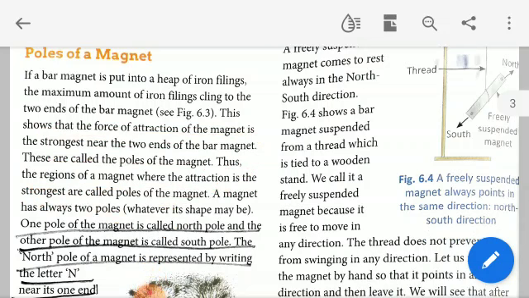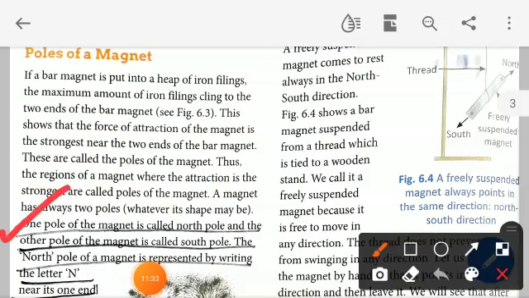A magnet always has two poles, whatever its shape may be. It means whatever shape you design the magnet, it always exists with two poles. One is the south pole and the other one is the north pole. One pole of the magnet is called the north pole and the other pole is called the south pole.